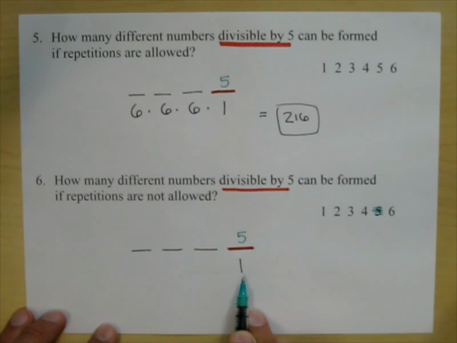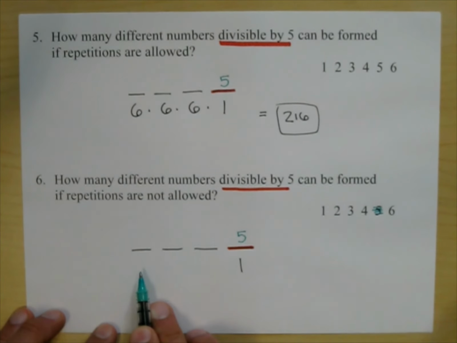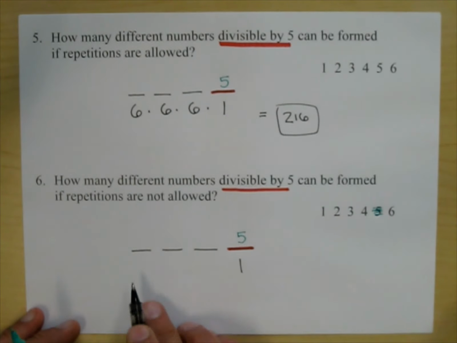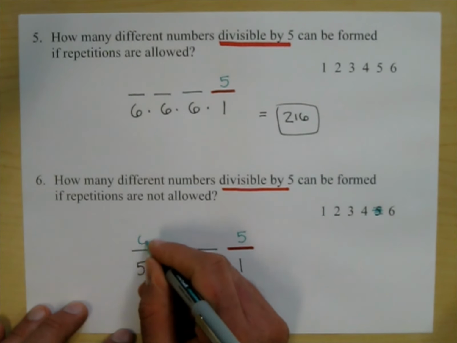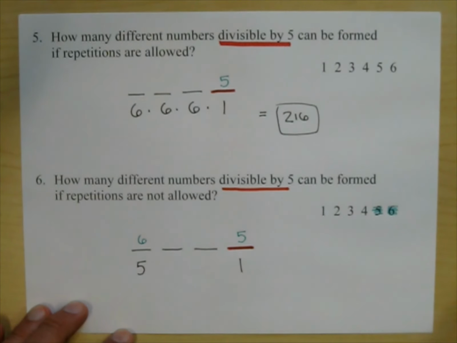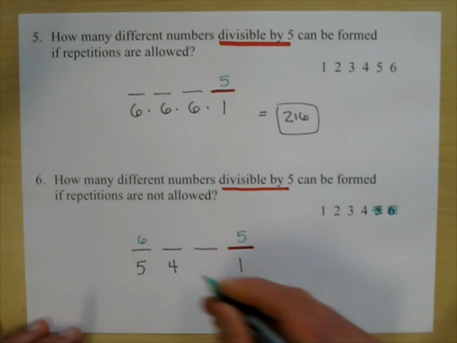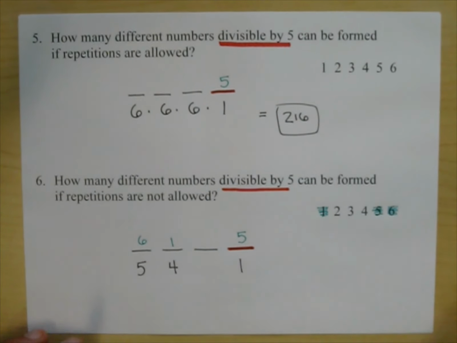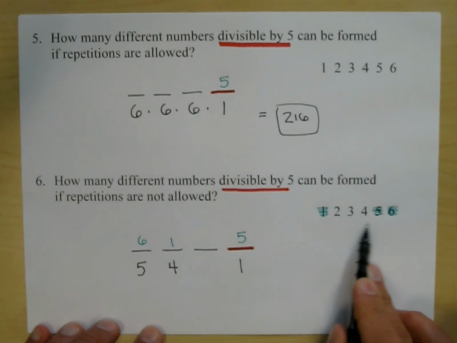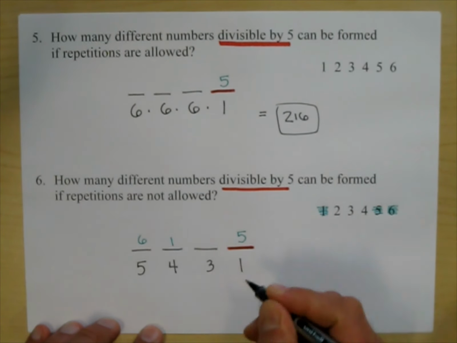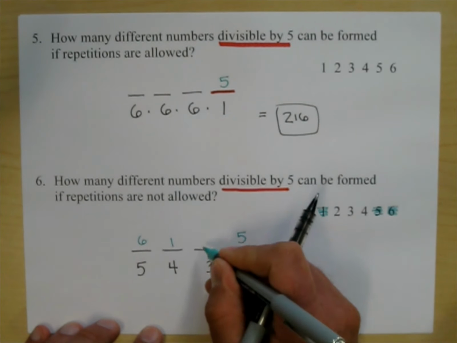Doing my restriction first. Okay, now how many choices do I have for that first slot? 1, 2, 3, 4, 5 choices. So I'm going to go ahead and put 6 there, I guess. How many choices do I have for the second slot? I have 4 choices. I'm going to put a 1 there. And how many choices do I have for this third slot? Well, looks like I just have 3 more choices. And let's just put 4 there.